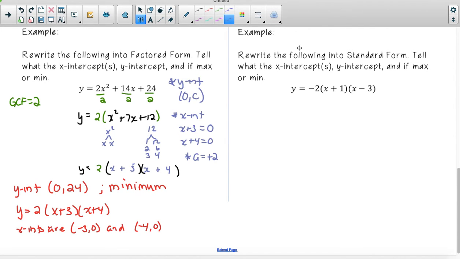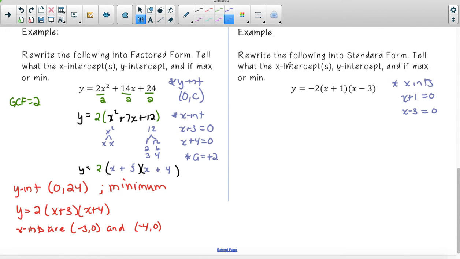On the second example, we're going to rewrite the following into standard form. We're also going to tell what the x-intercepts are, the y-intercept, and if it's a max or a min. So before we rewrite the problem, we determine that this is in factored form because we have 2 linear factors multiplied to each other, and I can determine the x-intercepts from that. So before we do anything to it, our x-intercepts come from our linear factor of x plus 1, and we set that equal to 0, and our second linear factor of x minus 3, and we set that equal to 0.